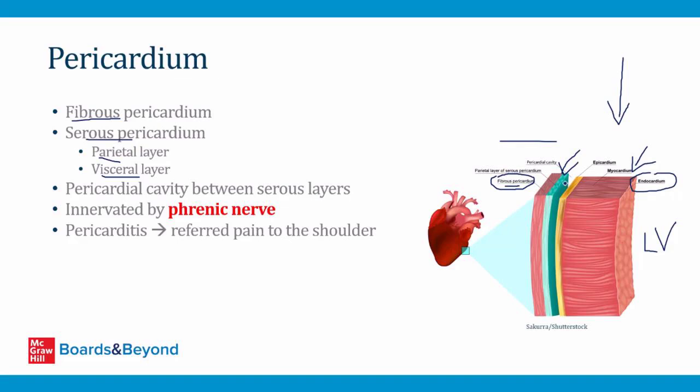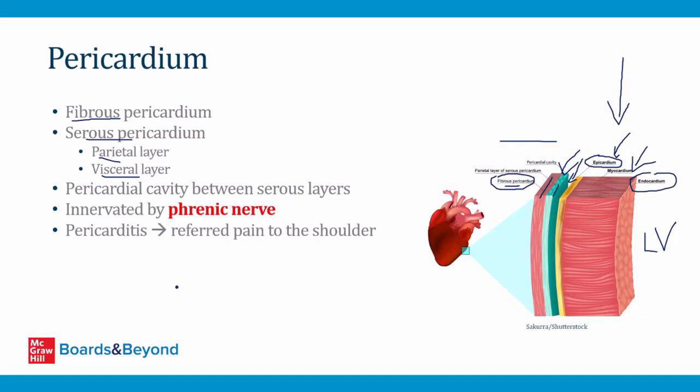Then there's a space called the pericardial space, and then you have the epicardium. And so the epicardial layer of the heart is actually part of the pericardium. It's the visceral layer of the pericardium. So you've got this visceral layer here, then you've got a space which is filled with pericardial fluid, then you have the green layer, which is the parietal layer, and then out beyond that you have the fibrous pericardium.